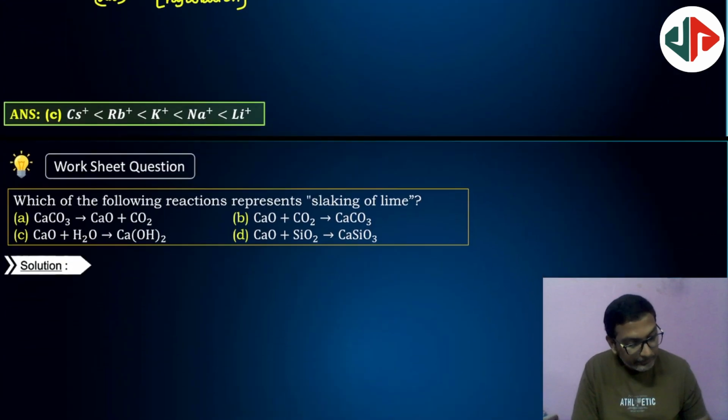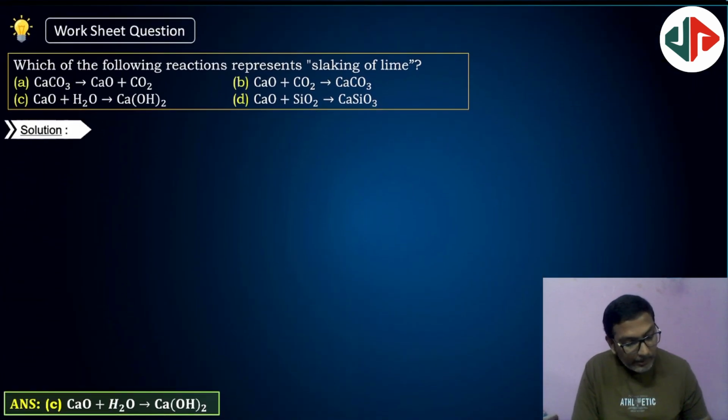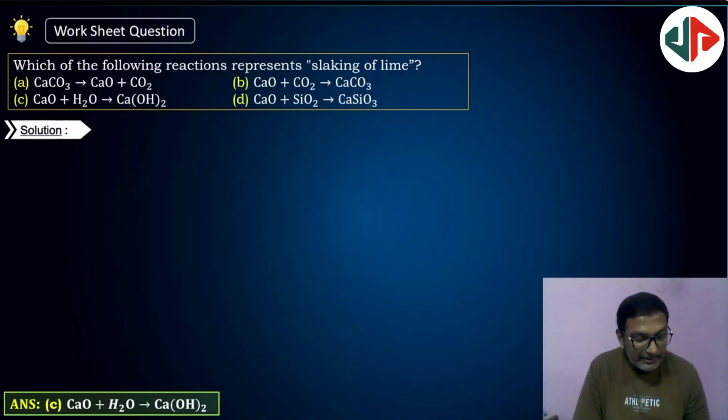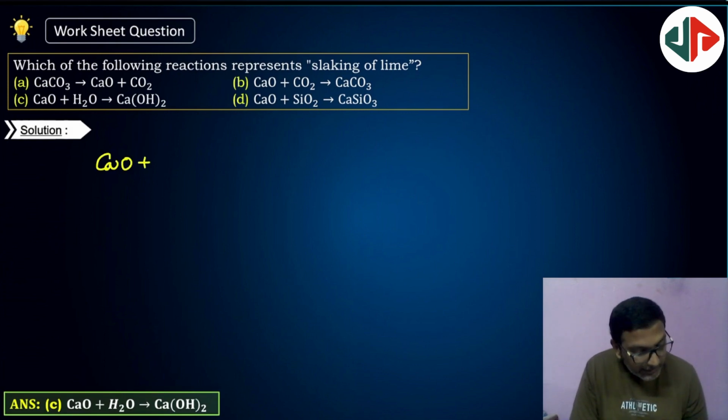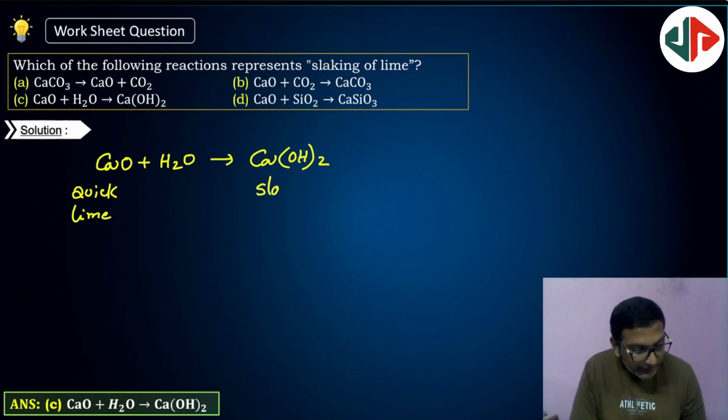Next. Which of the following reactions represents slaking of lime? We have only just discussed this: CaO reacts with H2O to form Ca(OH)2. This is quicklime and this is slaked lime. So option C.